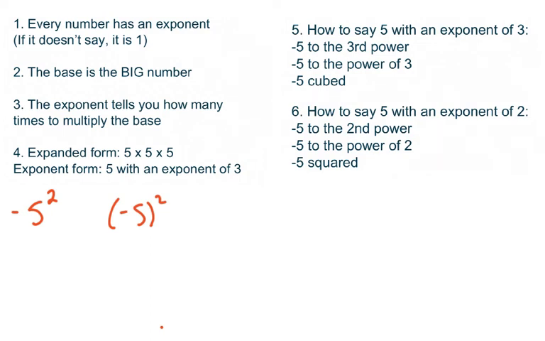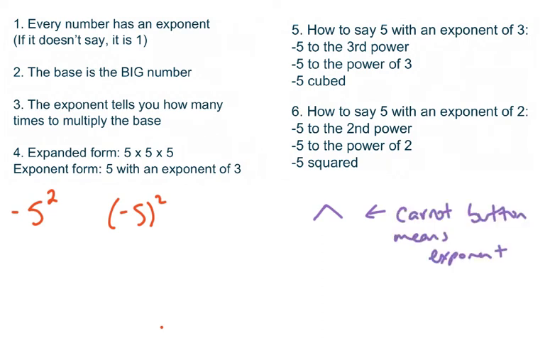I also want to just tell you real quick that on the keyboard, if you were going to type this in online, usually there's a tool for this, but you might also have to use this up arrow, this little caret arrow. This is on a calculator or on the computer to mean exponent. So on the computer, you might want to type that in. If you were going to type this in the chat somewhere, you would write 5 caret 2, and that would be the same thing as 5 with an exponent of 2.